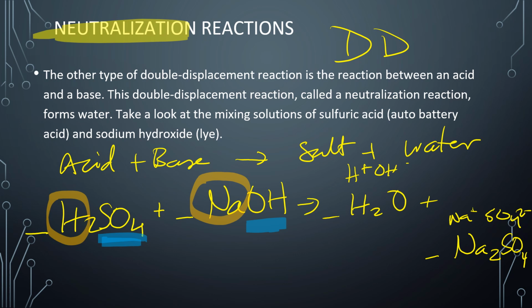Okay, then you balance this. I have 2 Nas here, so I'll put a 2 here. I have 4 H's, so I'm going to put a 2 over here, and I'm balanced. So notice I'm going through this kind of quickly. It's because you should be able to do this quickly as well.